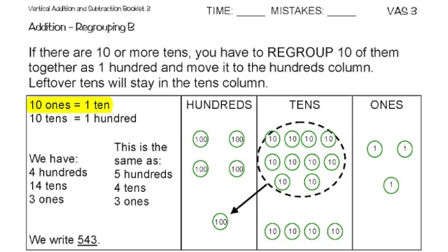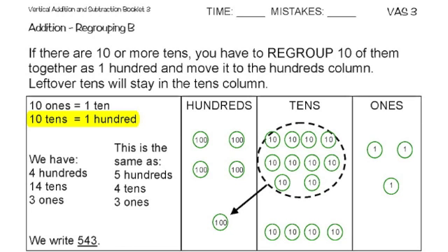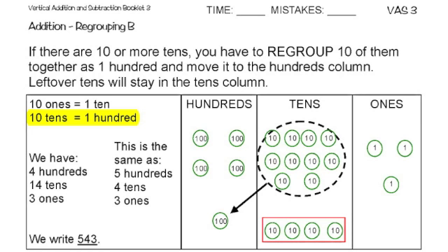Leftover tens will stay in the tens column. This is the exact same concept we had when we were talking about 10 ones becoming 1 ten, except now we're going to have 10 tens become 1 hundred. So if we have initially 4 hundreds, 14 tens, and 3 ones, I see 10 tens over there, and we've circled that, and we've put another 100 down below in the hundreds column. So now I have 5 hundreds, 4 leftover tens, and I still have 3 ones. That never changed. So the answer is going to be 543.